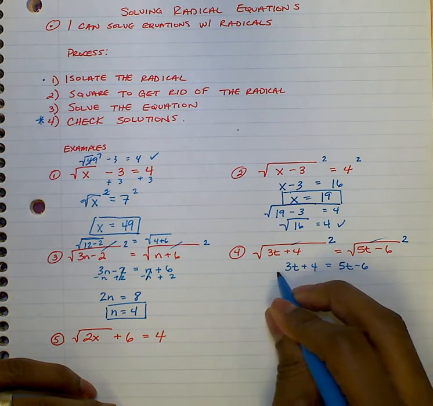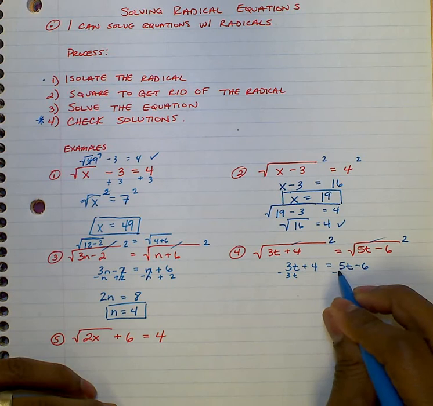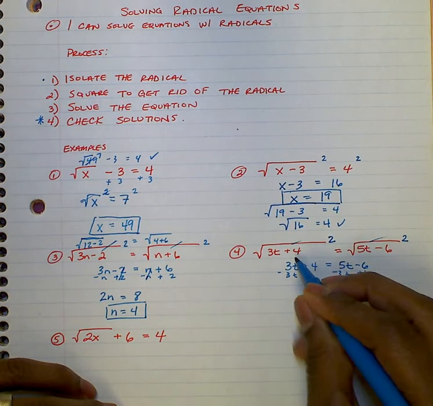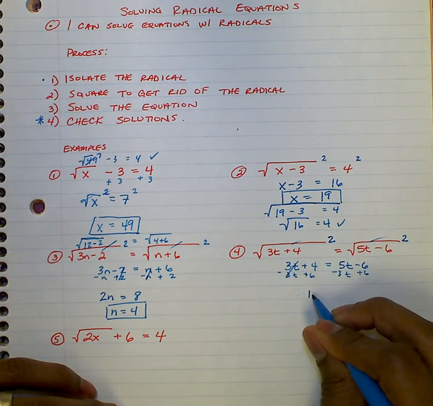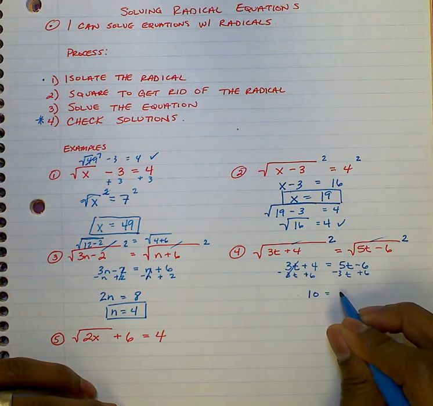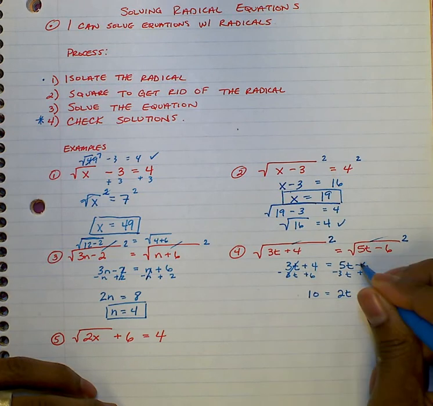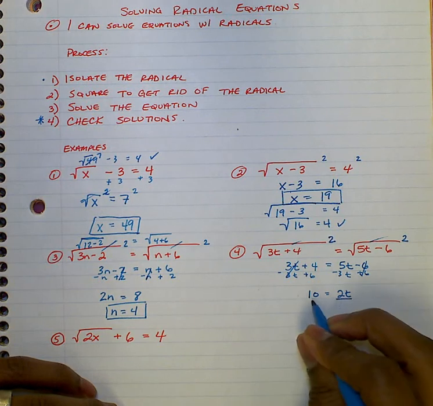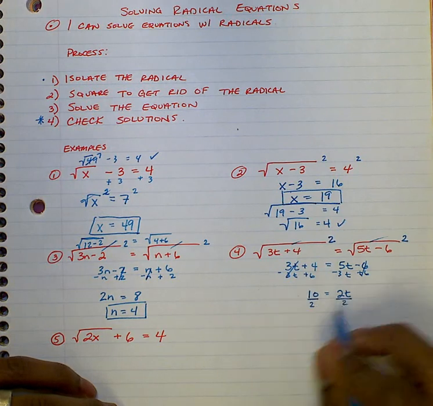Subtract 3t from both sides. Add 6 to both sides. So I'm left with 10 equals 2t. Alright, I'm going to solve for t now. Divide both sides by 2. And t will equal 5.